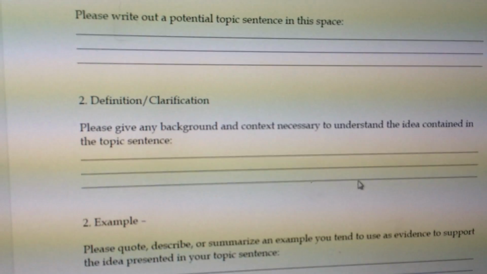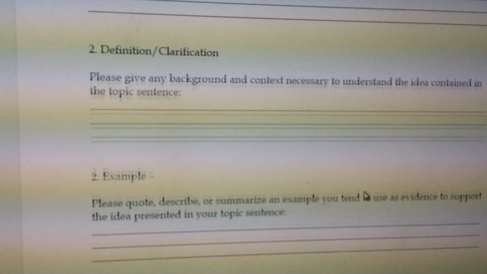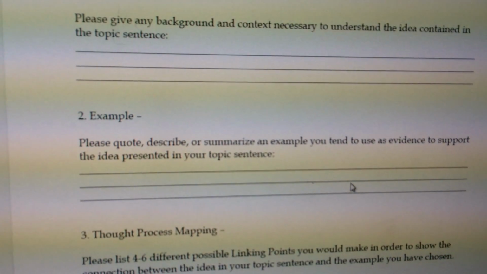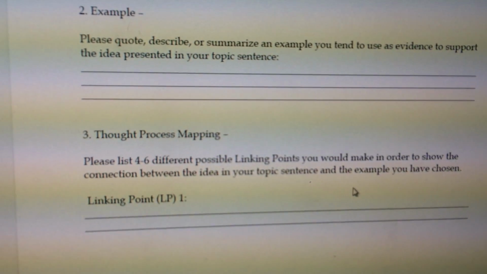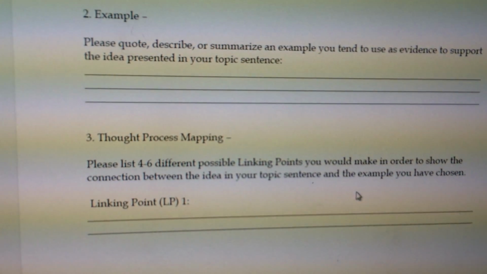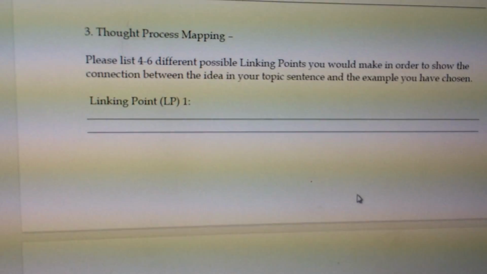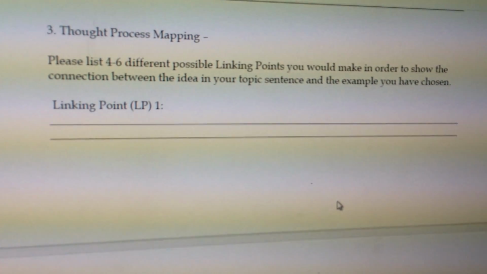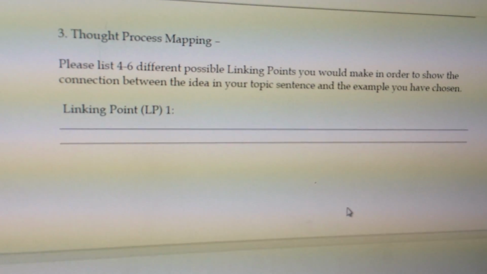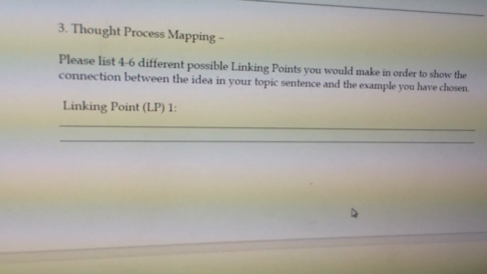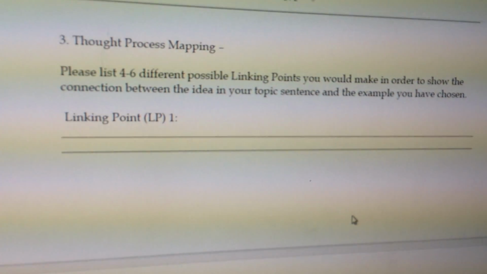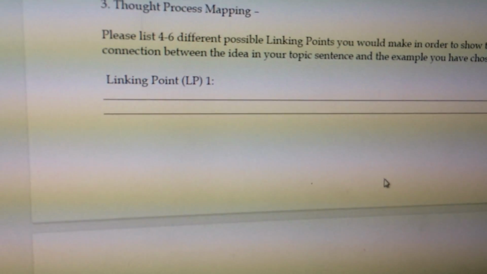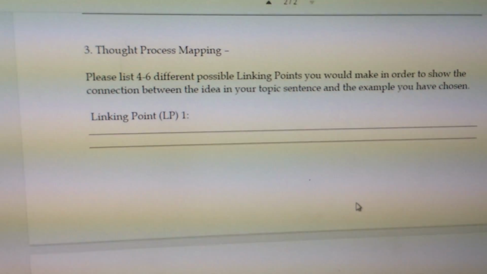Definition clarification. So here I might give some background on facts and dates of when Washington legalized marijuana in an example. I'd go into more detail here and explain what happened in Washington when they did it. And here I'd use the logic. Now we all know how taxing marijuana sales generates revenue for the state. But there's some logic behind that. And so we'd have to go through these linking points and explain our thought process.